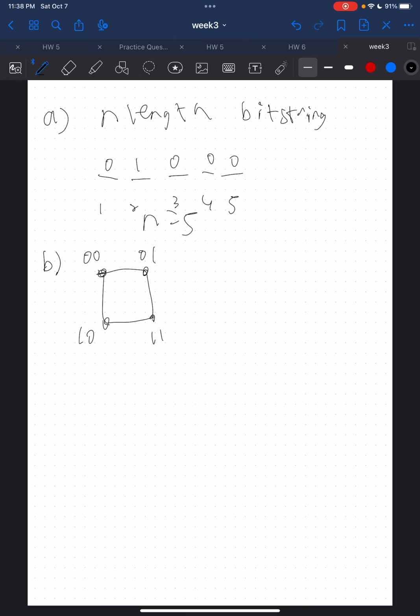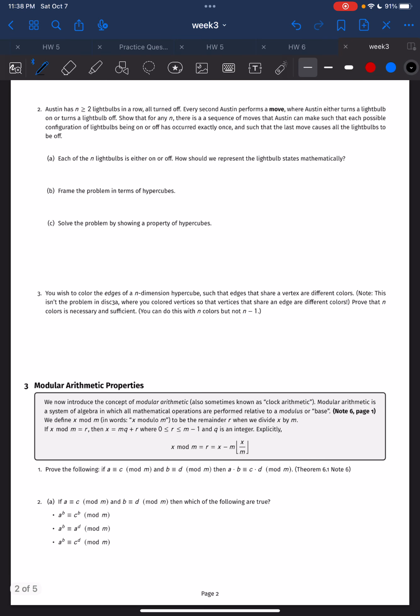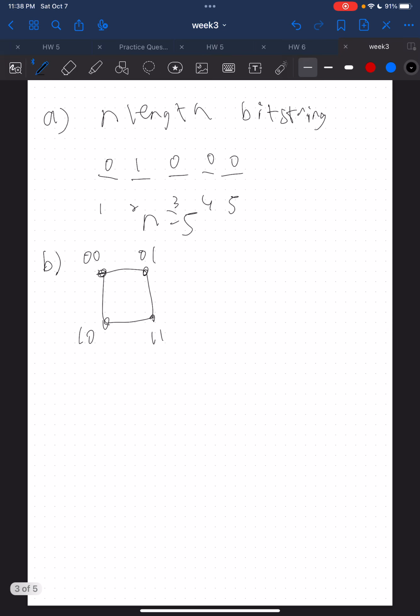So how can we frame this problem in terms of hypercubes? Well, we need to find a path where each possible configuration of the light bulbs being on or off has occurred exactly once, and Austin ends up in a place such that the light bulbs are all off. So he starts and ends in the same place, where the light bulbs are off. This is a cycle.